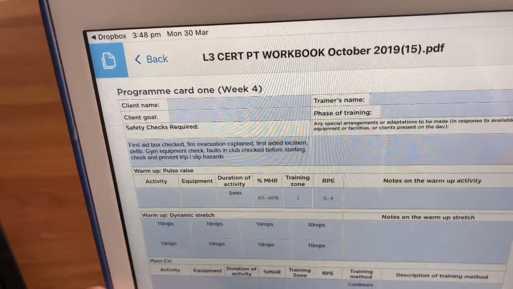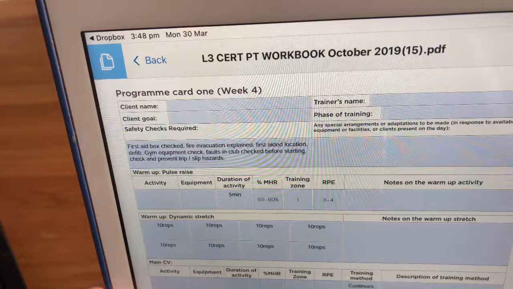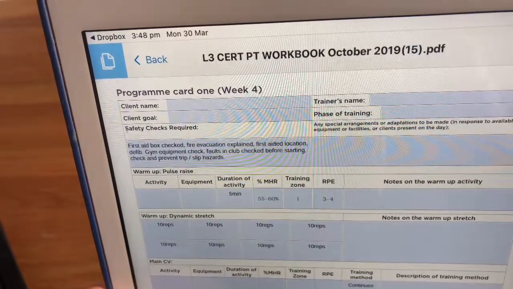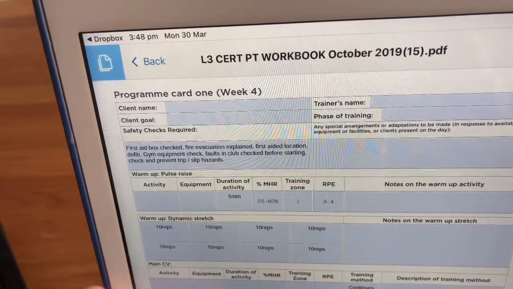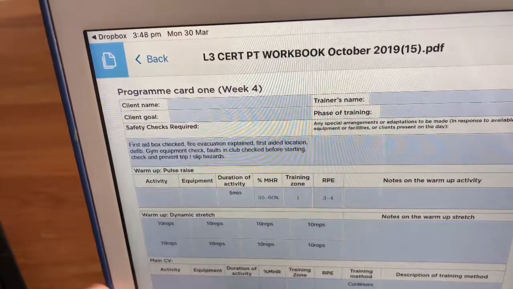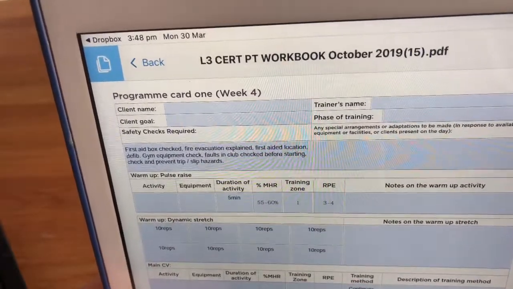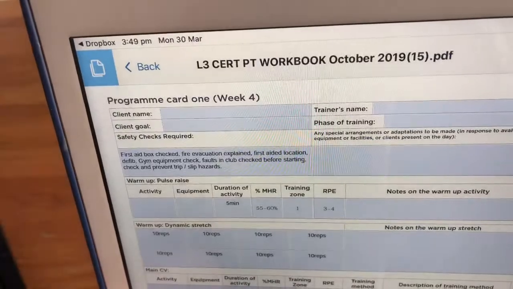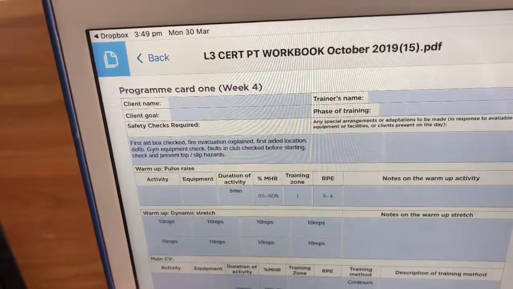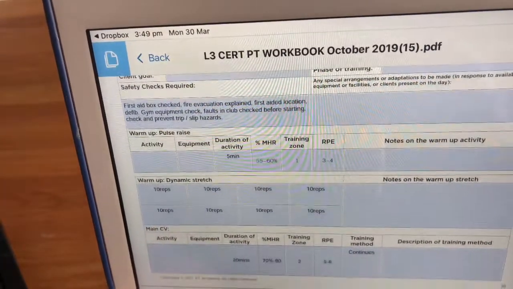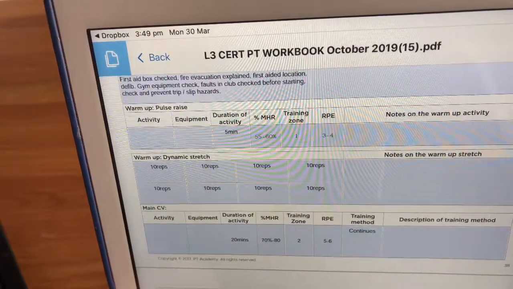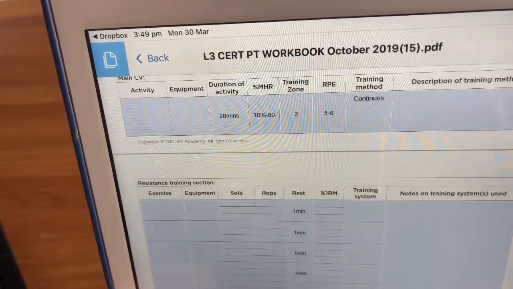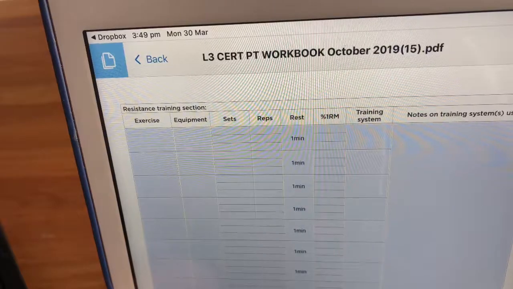Our program is all about designing a routine based around your client's needs. So again, client's name, you'd place it in there, trainer's name. Client's goal, so I'd copy and paste my goal there. And like I said, it'd be weight loss. We then look at warm-up, so we've got activity there. We look at dynamic stretches, CV, and then we look at the exercise routine as well.